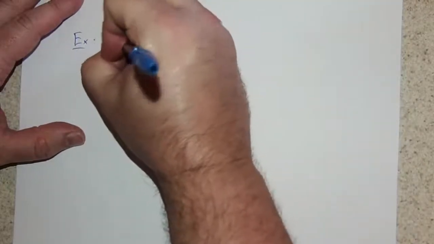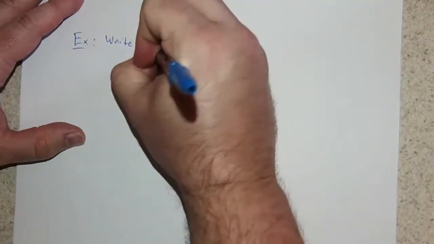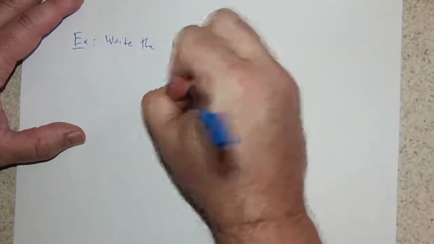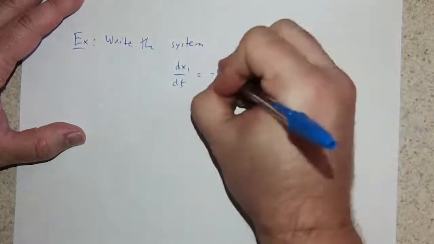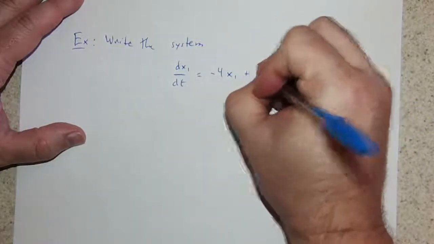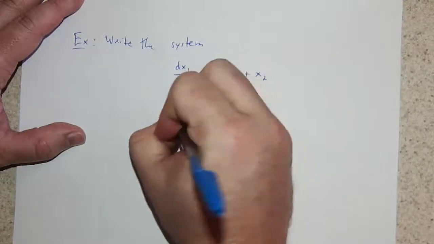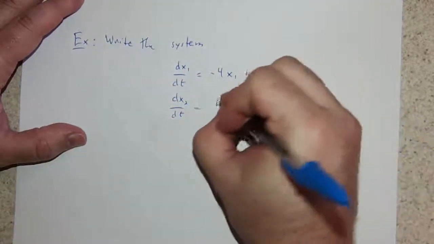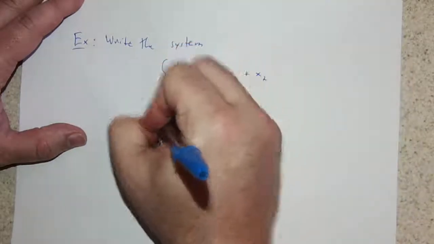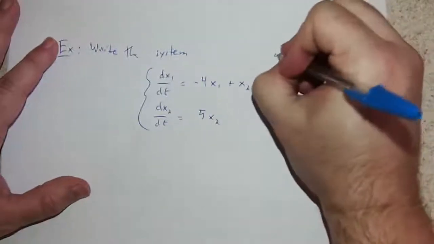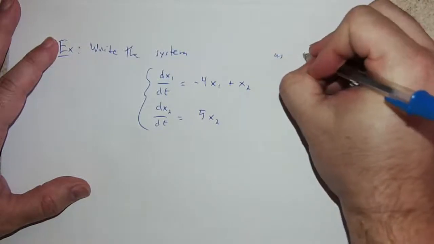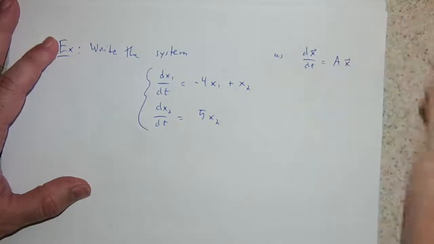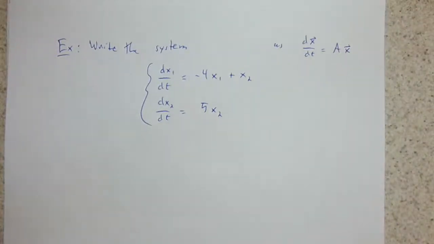So I want to write the system dx1/dt is equal to minus 4x1 plus x2, and dx2/dt is equal to, say, 5x2. So write the system as dx/dt is equal to Ax for some matrix A of constants.